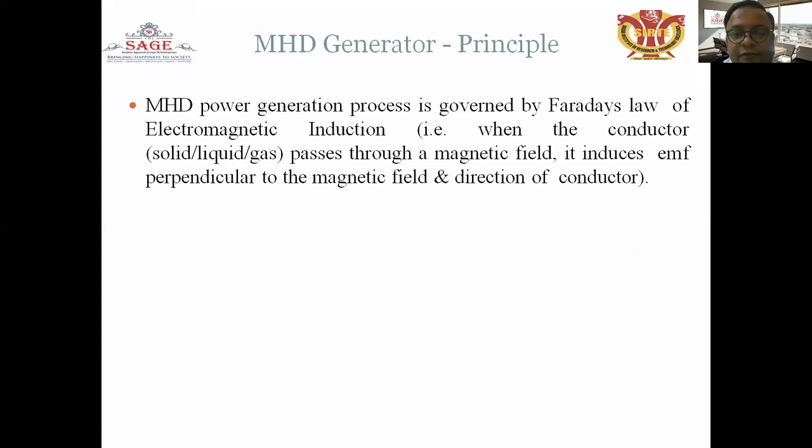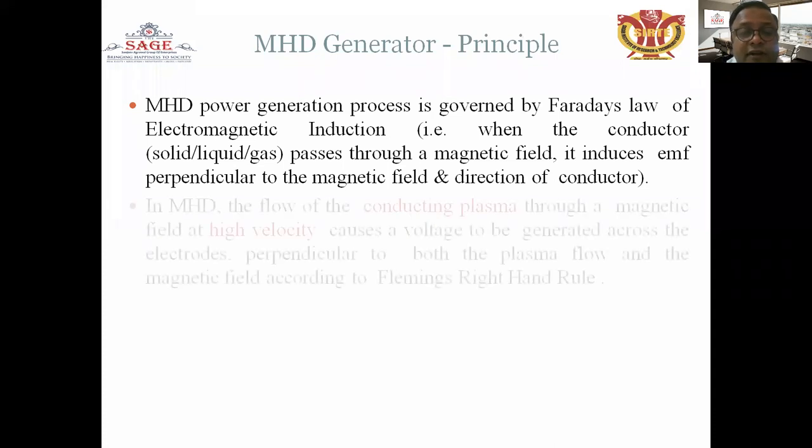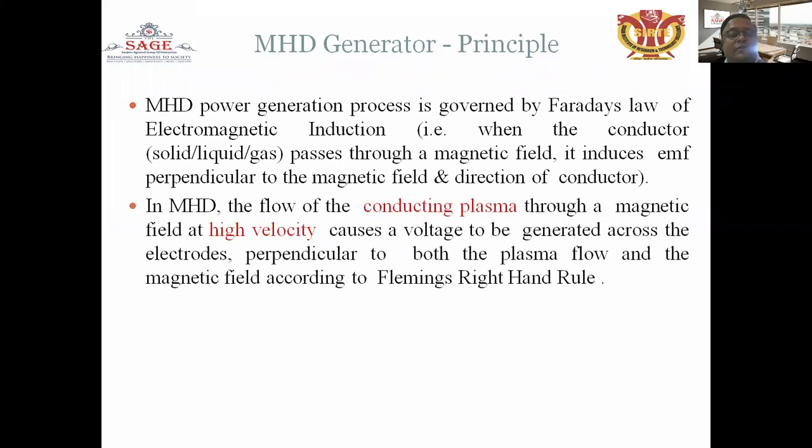The MHD power generation process is governed by Faraday's law of electromagnetic induction, where when a conductor, solid, liquid, or gas, passes through a magnetic field, it induces EMF perpendicular to the magnetic field and the direction of the conductor. In MHD, the flow of conductive plasma through a magnetic field at high velocity causes a voltage to be generated across the electrodes, perpendicular to both the plasma flow and the magnetic field, according to Fleming's right hand rule.